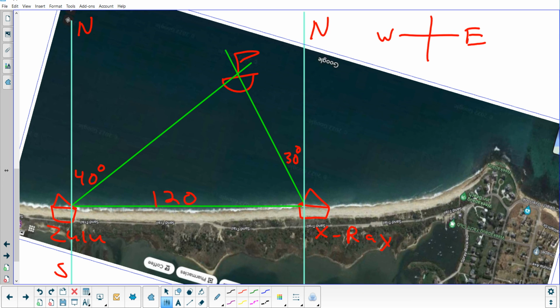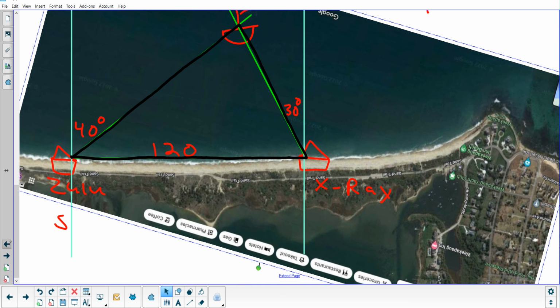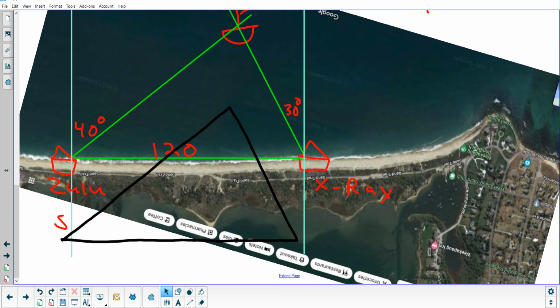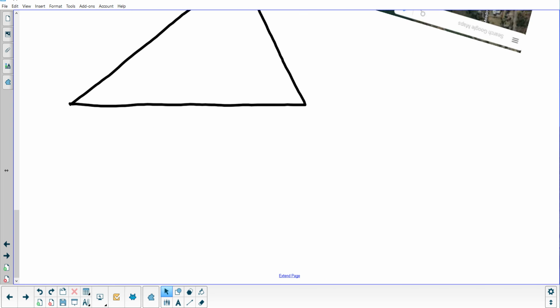And now the goal is to figure out the lengths of those two sides of the triangle. So let's take this, and what I'm doing is just tracing over my triangle. I'm going to bring it down below so I have a clean space to work on. Okay, so I know this side was 120.